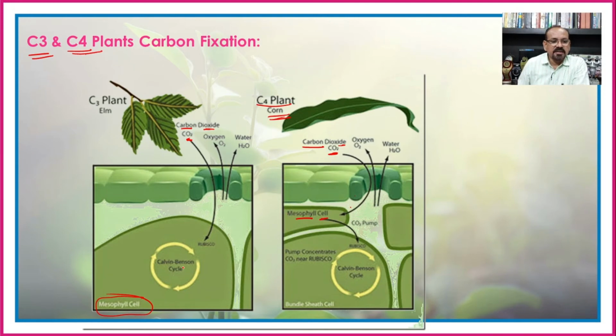But in C3 plants, there is the Calvin cycle or Calvin-Benson cycle or C3 pathway in the mesophyll cells, but in C4 plants, this is transported to the bundle sheath cell, and hence the Calvin cycle is carried out in the bundle sheath cell. So this is the basic difference between the C3 and C4 plants and their pattern of carbon fixation in the mesophyll cells and the bundle sheath cell.